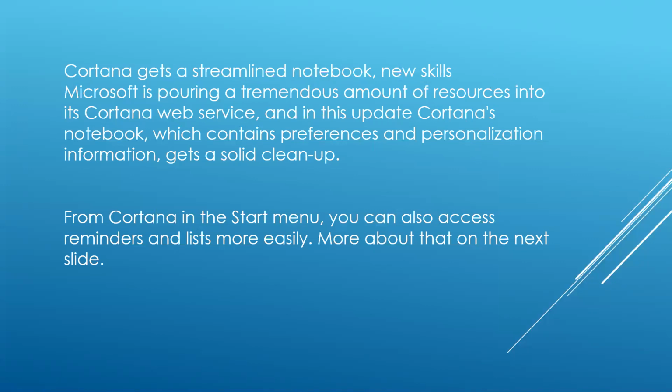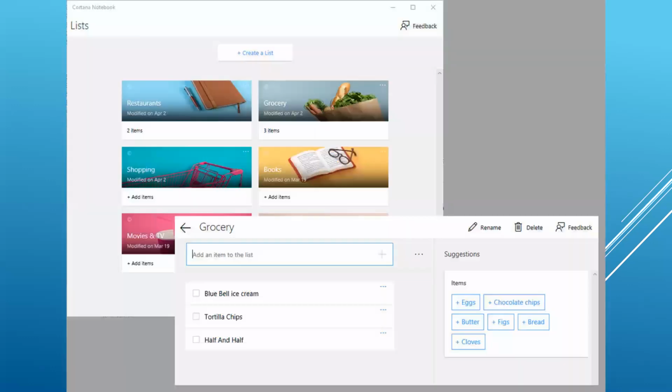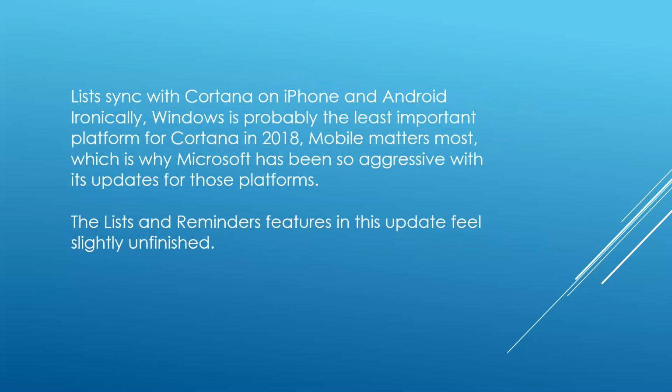So all you have to do is say, "Hey Cortana, add to my shopping list," and then just add things to it, and it will create a shopping list for you. It also gives you grocery lists, restaurant lists, shopping lists, books, and TV. So all kinds of lists are available within Cortana. The lists sync with Cortana on an iPhone and an Android.